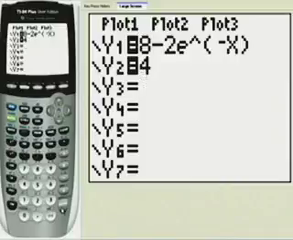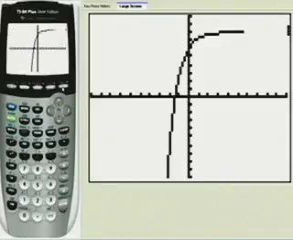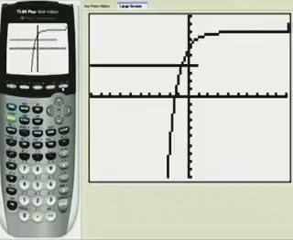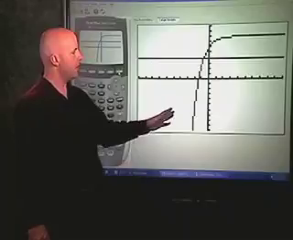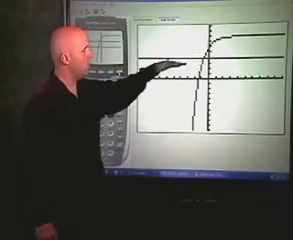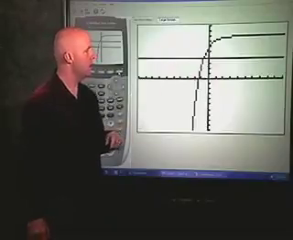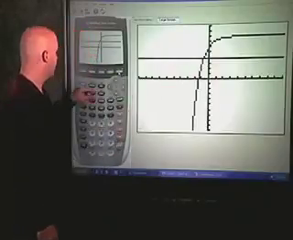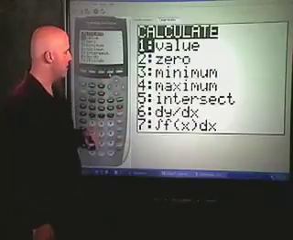Hit enter. We're going to graph that using our standard viewing window, which is minus 10 to 10 in both directions. See the graph of y1 and the graph of y2. In y1, we had an exponential, which is increasing, and we have a constant in y2, so we know they're not going to cross at any other points except the one we see here. So we'll go to our calc menu, second calc, find the intersection point using option number 5.